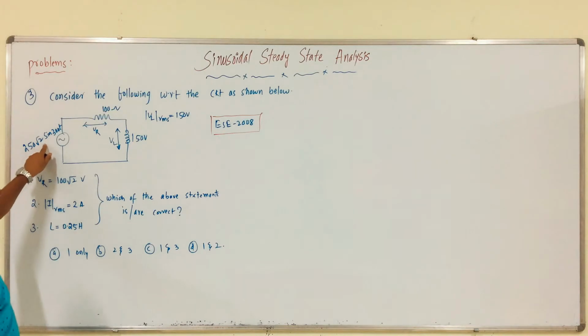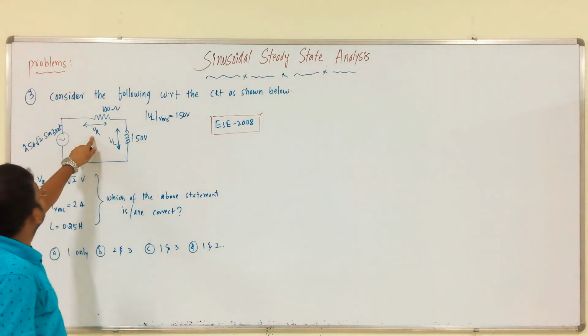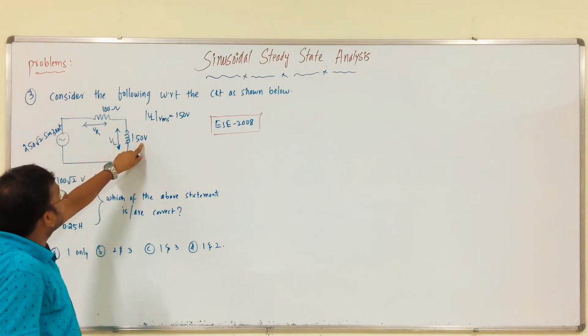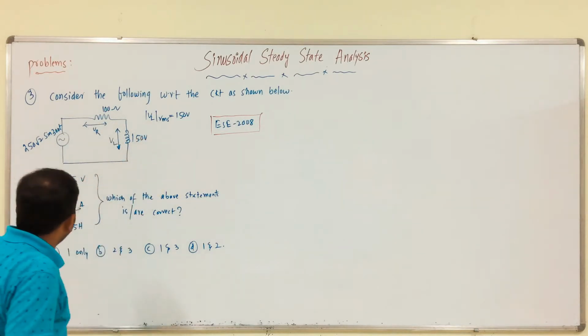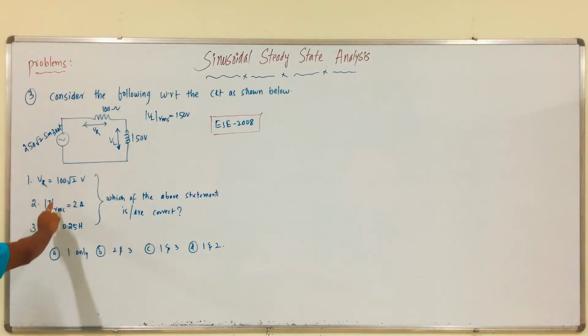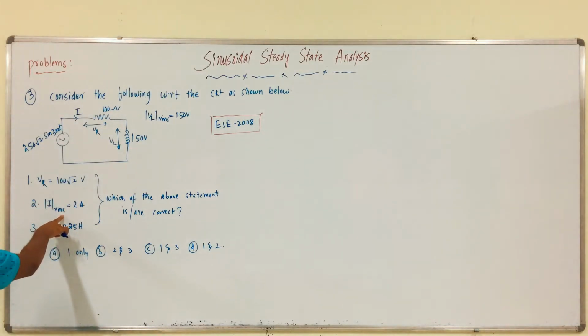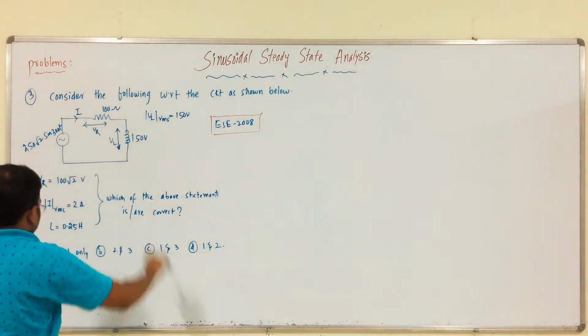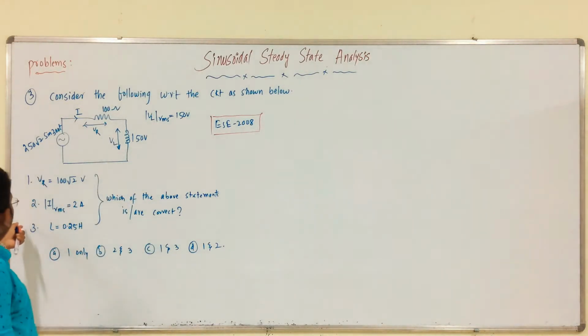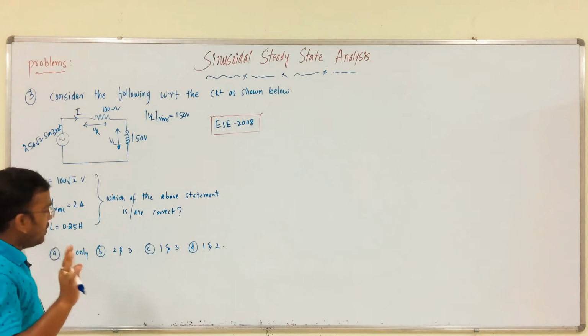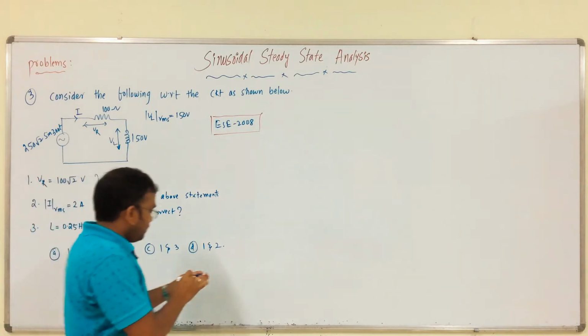Vs is 250 root 2 sin 300 t, and Vr we do not know, that is 100. VL is 150 volts, that too is RMS voltage, right? We have to calculate the value of Vr and the current through the circuit, that is I, with respect to RMS only, and the value of L. Then from these three he provided statements 1, 2, 3. So we have to check whether these answers are correct or not, and from that we have to choose the option.